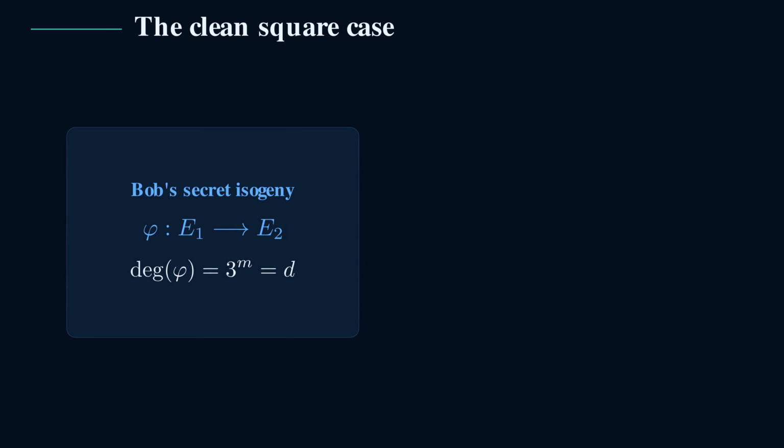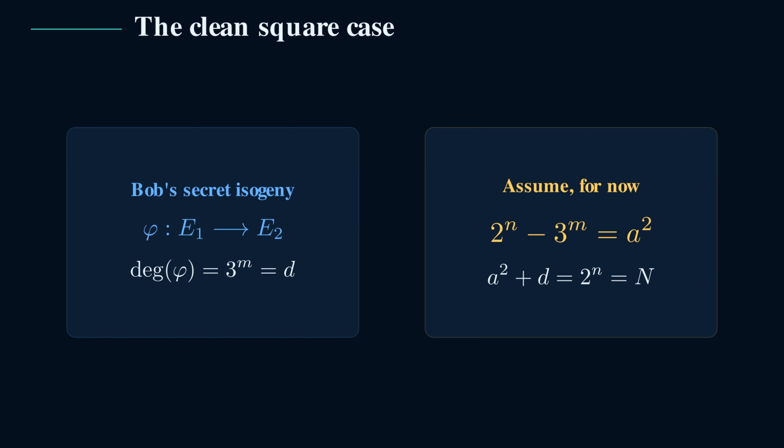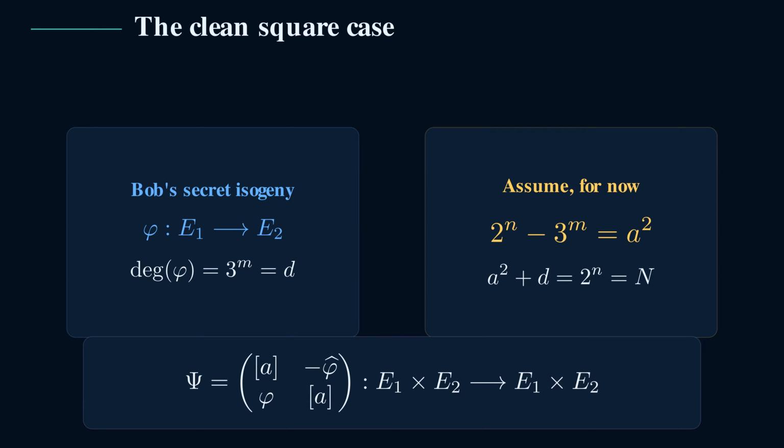Start with a secret isogeny phi from E1 to E2 of degree 3 to the m. Call that degree d. For the cleanest version of the construction, suppose 2 to the n minus 3 to the m is a perfect square, a squared. Equivalently, a squared plus d equals N, where N is 2 to the n. Now build this 2 by 2 matrix map psi. It combines scalar multiplication by a with the secret isogeny phi and its dual. The unknown map has become one entry of a larger endomorphism of the product E1 times E2.